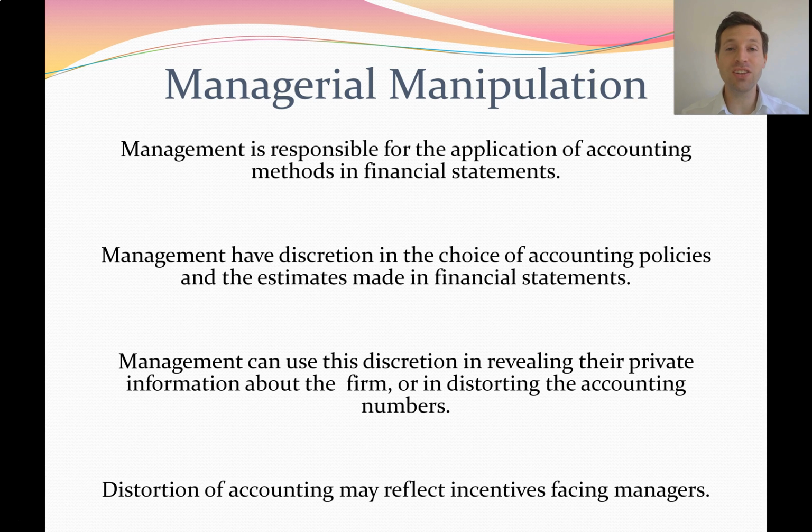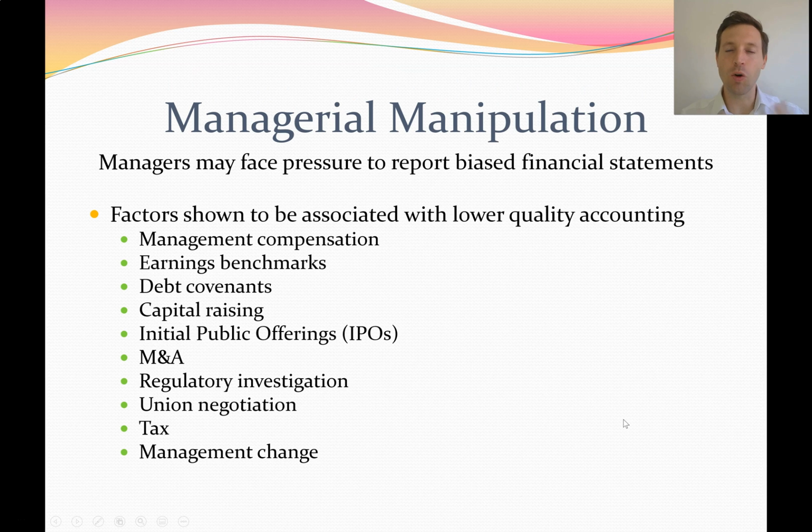to signal private information and make the highest quality accounting statements they possibly can. However, managers sometimes have incentives to bias their accounting information, and they may use their choice and their discretion to deliberately bias the information. So let's look at situations in which managers may have these incentives. The following factors have all been shown in empirical research to provide incentives for managers to perhaps bias their financial statements and their financial information.